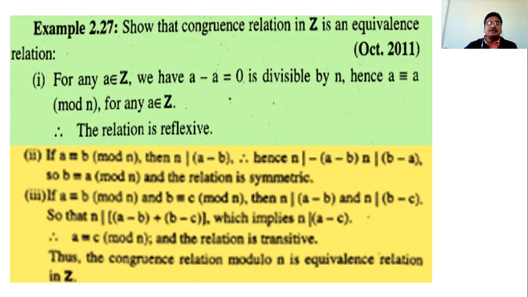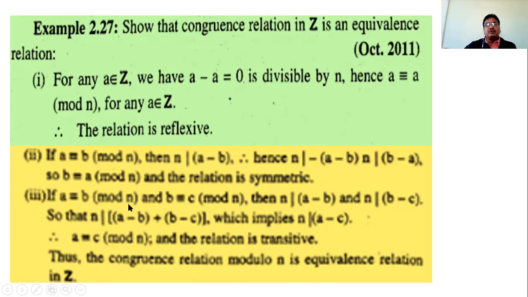So I assume that A is related to B and B is related to C. That is, I assume that A is congruent to B modulo n and B is congruent to C modulo n. And now we have to show A is congruent to C modulo n. Then the relation becomes a transitive relation. But what is our assumption?